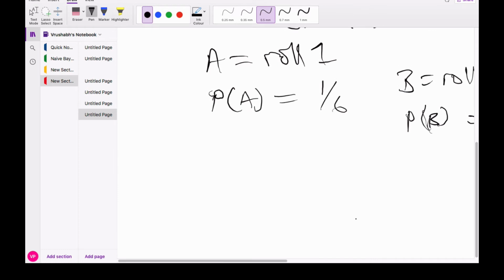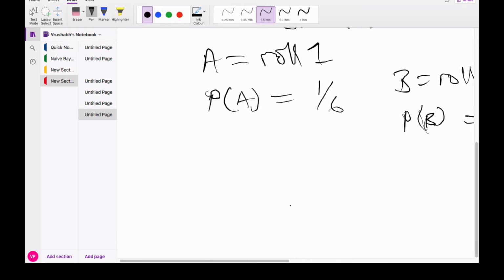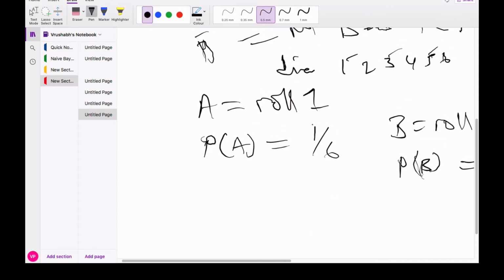Now let's bring in a condition here. If we ask the question, what is the probability of A given B? Initially we say that the probability of A is just rolling a 1. So what is the probability of getting 1 when you roll the die? Which is 1 over 6.